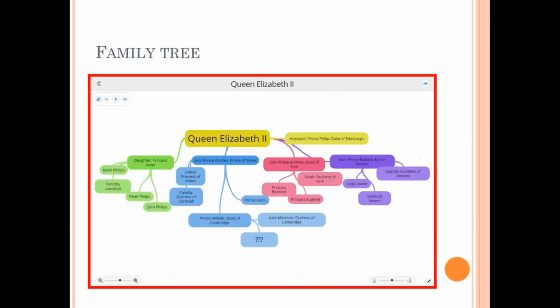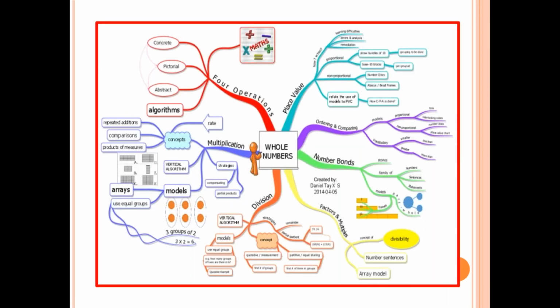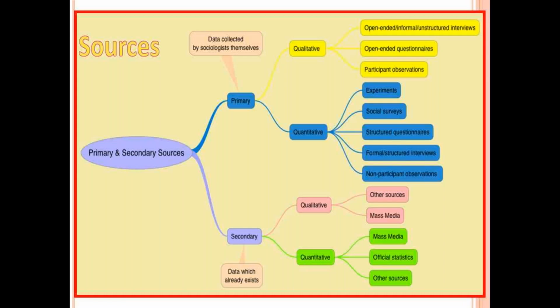In a family tree, you take any great individual, the family history of that great individual or a ruler or a king can be depicted using a mind map. Fine. When it comes to mathematics, this is a mind map on whole numbers. So when you want to teach something to children on whole numbers, the teacher is preparing a lesson plan. He can use this kind of mind map to teach children on whole numbers.